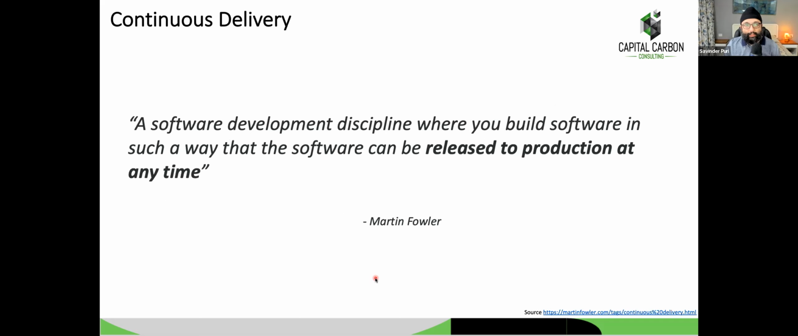Now let's look at what is continuous delivery. It's a software development discipline where you build software in such a way that software can be released to production at any time. What does that mean? That means at all points, your software has been continuously built, continuously tested, and if required, it can be released to production at any time. Doesn't mean each iteration will be shipped into production, but potentially it can.